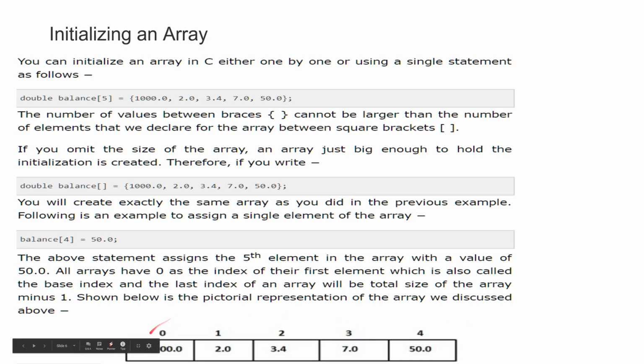We have a contiguous chunk of data here, enough to hold these 5 doubles. We list them in order, so we've got 1000, 2, 3.4, 7, and 50. And they're numbered from 0 to 4. The first index of an array is always 0. And I am pretty sure I mentioned this in the lecture about pointers, but that's because arrays are pointer arithmetic under the hood.